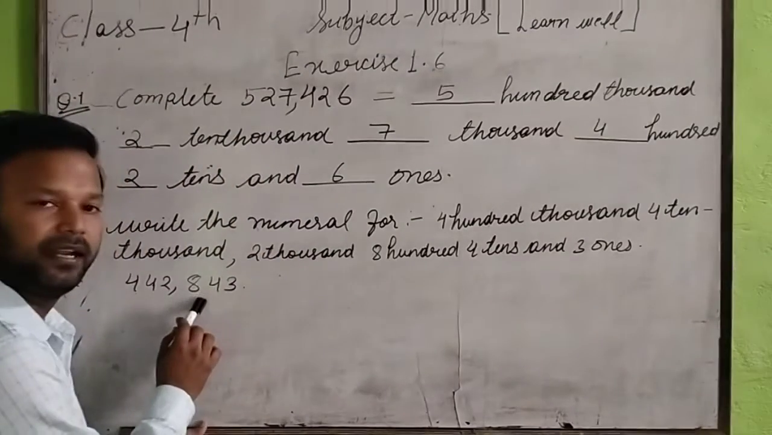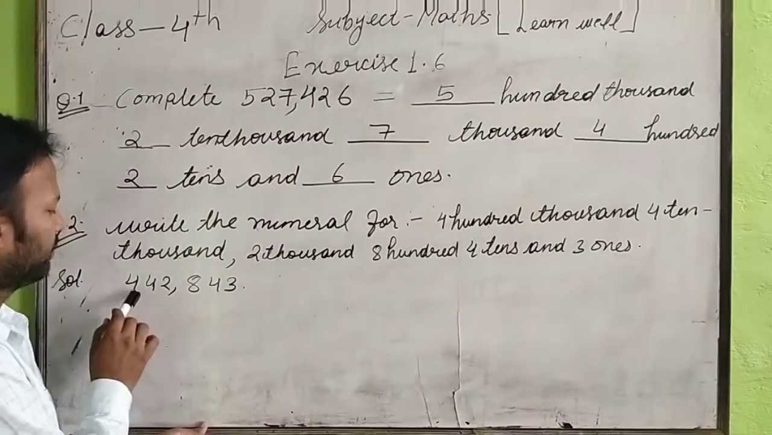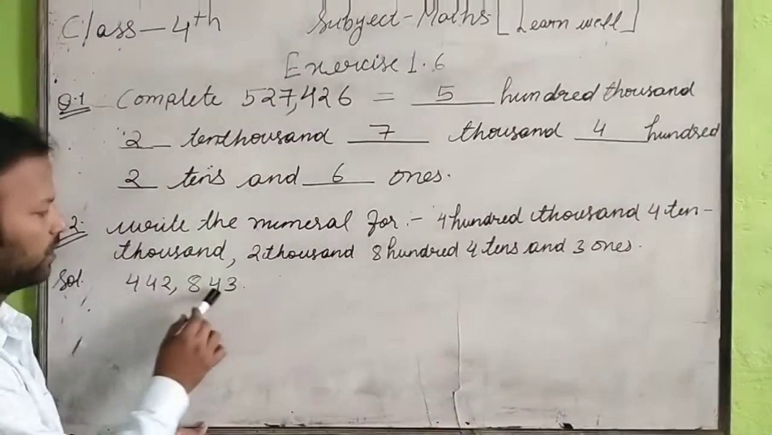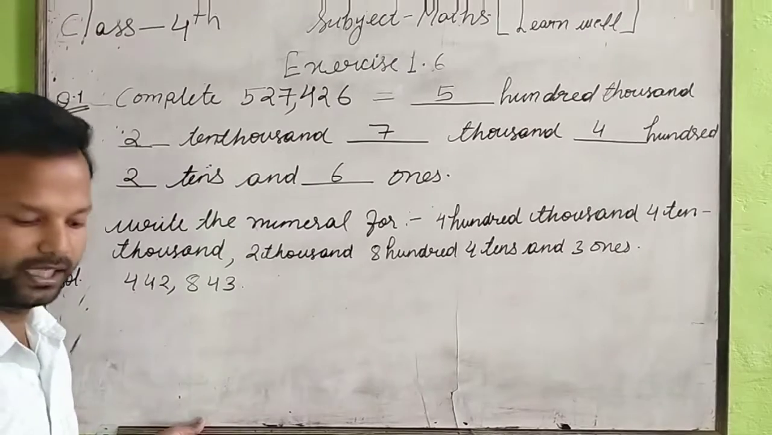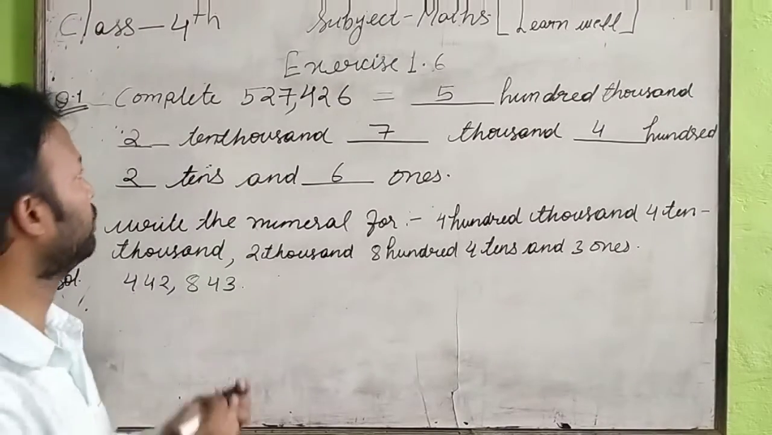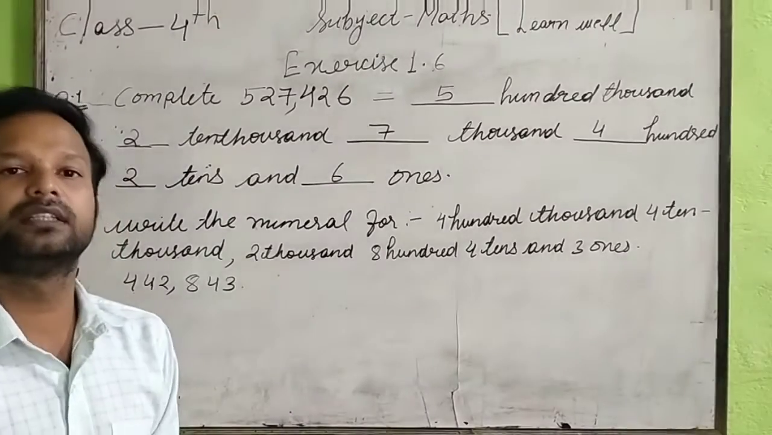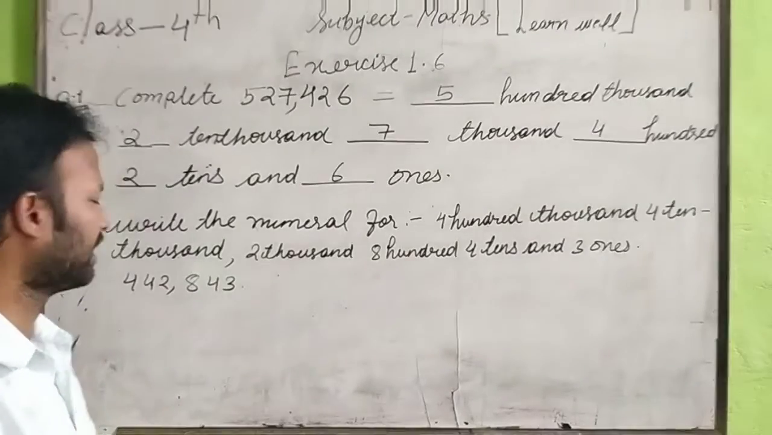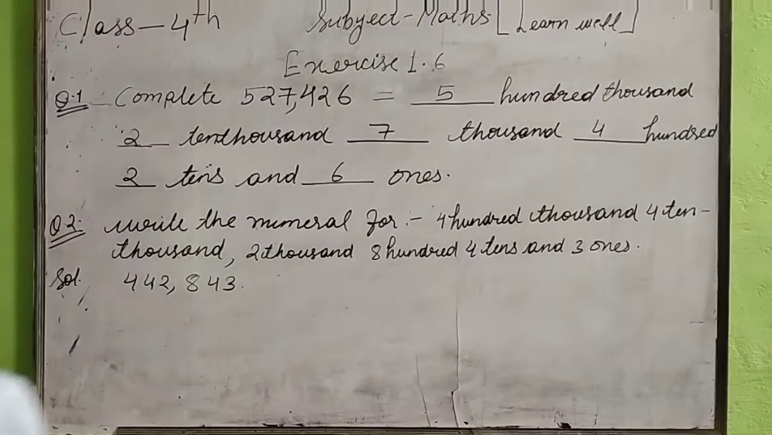So 843. 442,843. Hope you understood these two questions. Question number first and question number second. Then we will start the question number third.